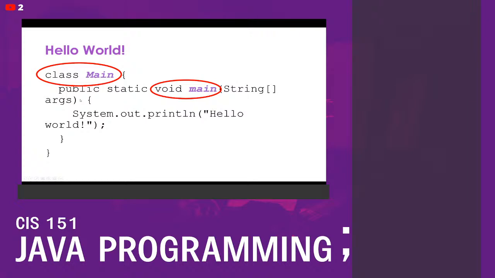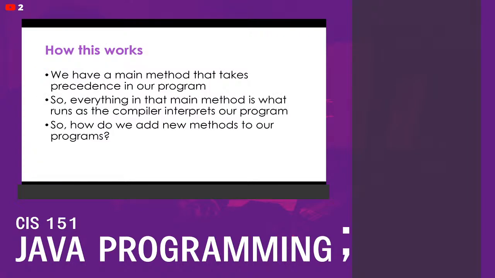We need this main method in our program, because the main method takes precedence in our program. So everything in the main method is what runs as our compiler or interpreter goes through our program.